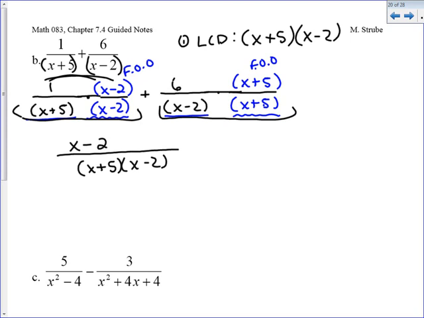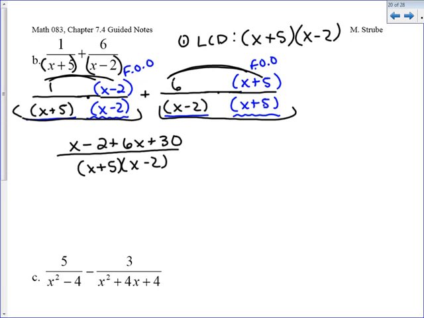What am I going to distribute in the second fraction? 6. So I'm going to have plus 6x plus 30. Questions up to this point? Where we got those forms of 1 from, why we're distributing. We're not done yet, but just up to this point.